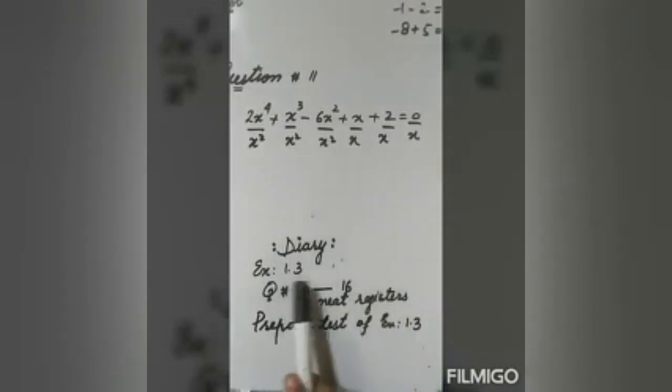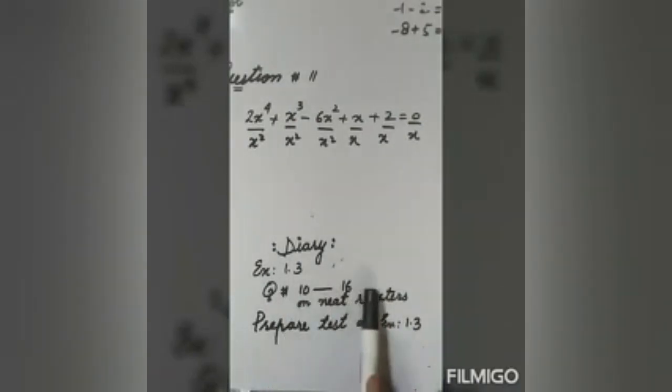Students, your diary work is exercise 1.3, question number 10 to 16. You have to do these questions in your registers and you have to prepare for your test of exercise 1.3.